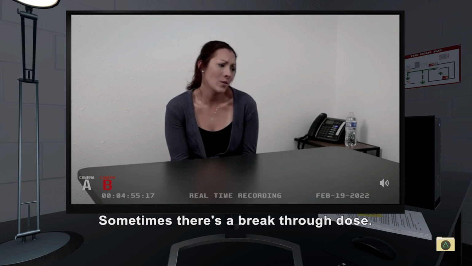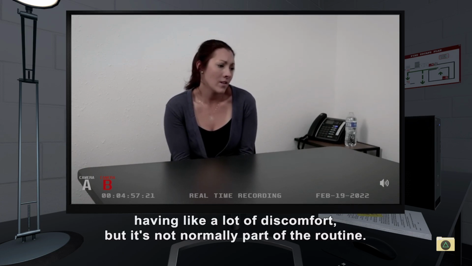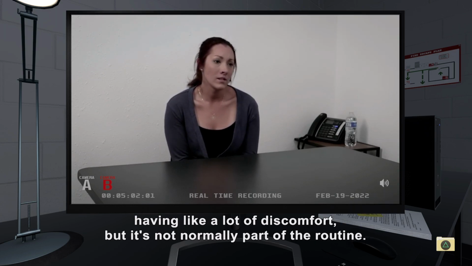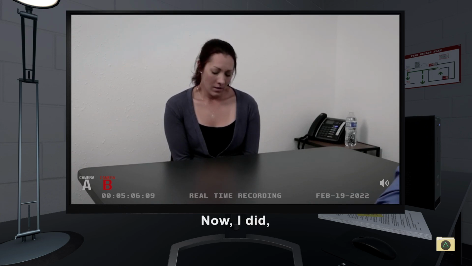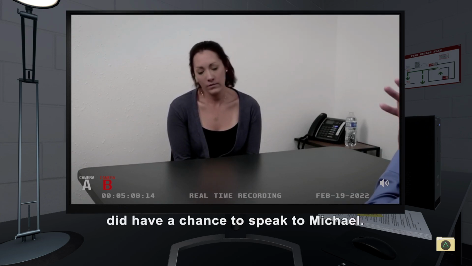Sometimes there's a breakthrough dose if she's really having a lot of discomfort, but it's not normally part of the routine. Gotcha. Now, I've got to say, this seems pretty plausible so far.